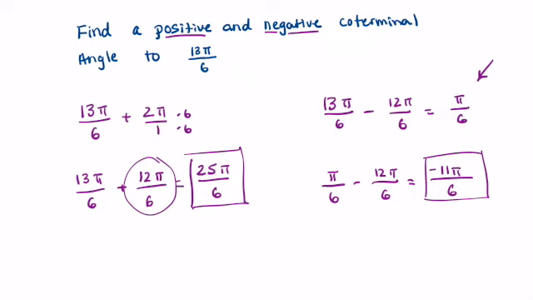So guys, I hope this video helped you figure out how to add or subtract 2 pi to find positive and negative coterminal angles of any radian angle.